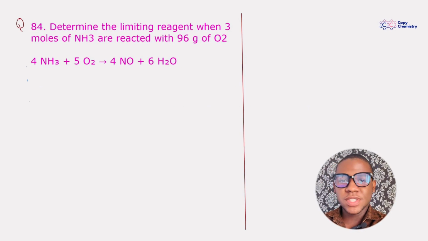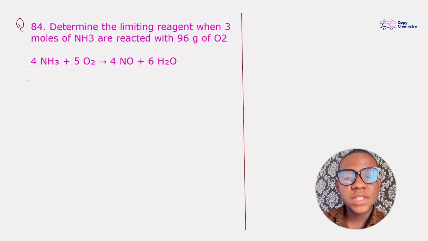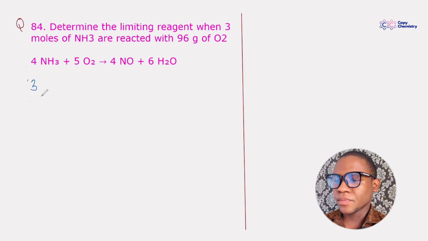Hi, so this is question number 84 on stoichiometry. Determine the limiting reagent when 3 moles of ammonia are reacted with 96 grams of O2. This is the equation. And just to determine the limiting reagent here, we're not really solving or calculating the amount of products. So we have 3 moles of ammonia and 96 grams of O2. So this is 96 grams.